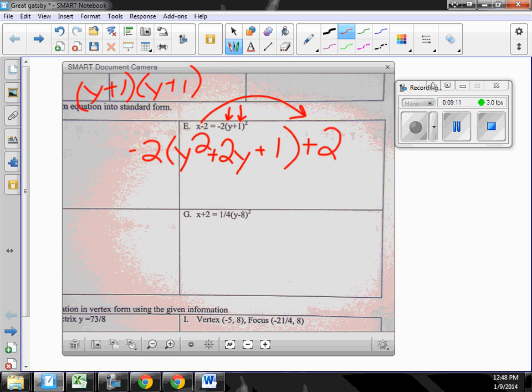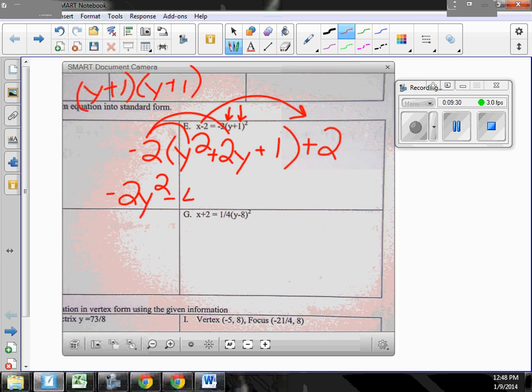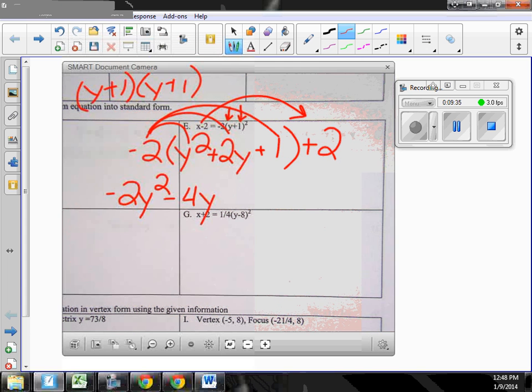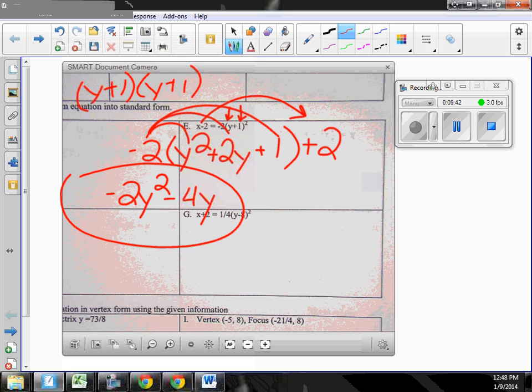And like Kelton said, do I multiply the negative 2 in first, or do I add the 2 in first? You multiply first, and the addition comes at the end. So if I multiply these, negative 2y squared, negative 4y, and negative 2, and then I add 2 to that, which is 0. So x equals, that is standard form right there. Pretty simple, right? Okay, let's try another one.